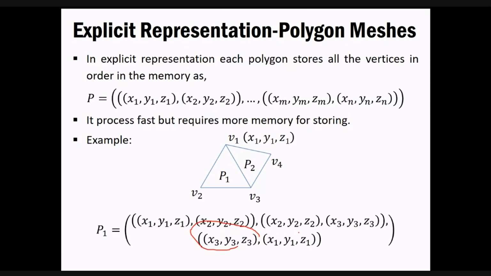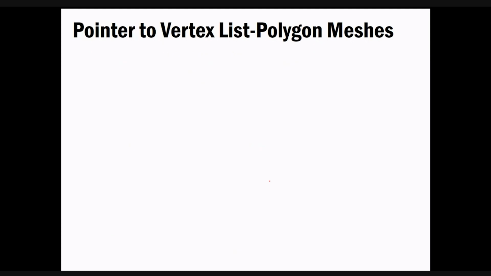For P2, it includes x1, y1, z1. Similarly from x1, y1, z1 it goes to x3, y3, z3. Again from x3, y3, z3 it goes to x4, y4, z4, and so on. You have to store all of the information if you are considering explicit representation. The second thing that we have is pointer to vertex list.